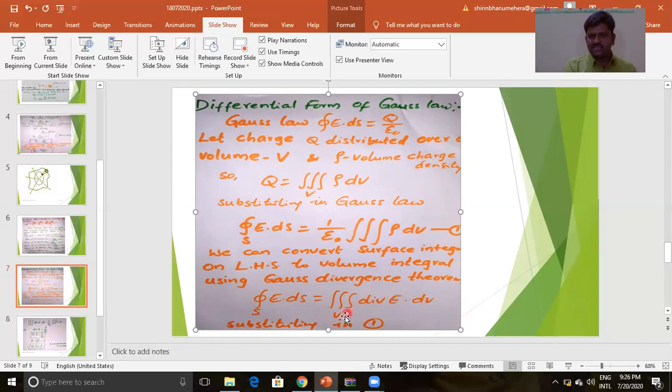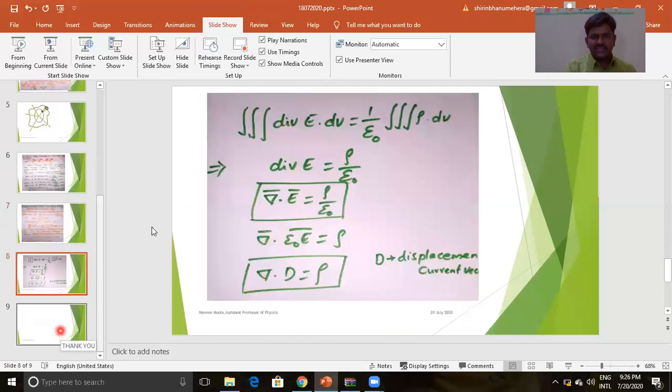So I am using this Gauss divergence theorem, and I am substituting in equation 1. I get the volume integral of divergence E dV is equal to 1 by epsilon naught times the volume integral of rho dV. Both sides have a volume integral over the same volume, so we can neglect that volume integral. We arrived at divergence of E is equal to rho by epsilon naught. Now divergence of E means we can write del dot E is equal to rho by epsilon naught. This is the differential form of Gauss law.